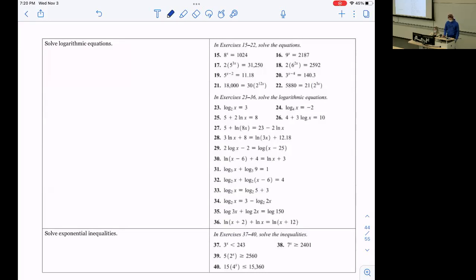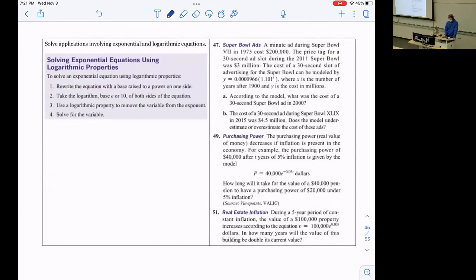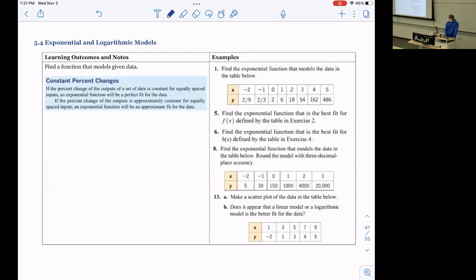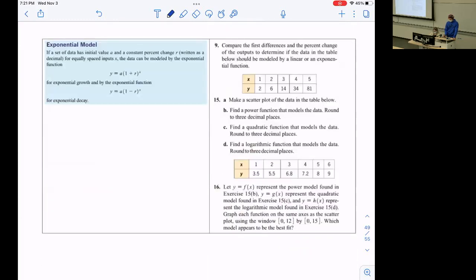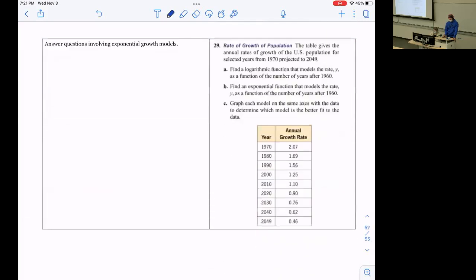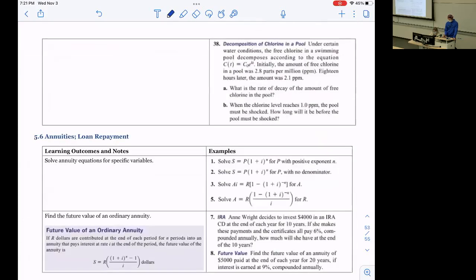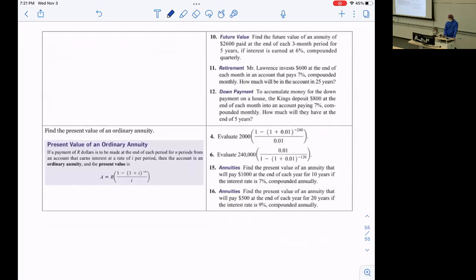So we have solving logarithmic equations, solving exponentials, applications of those, using models to give logarithmic and exponential equations, determining if they're exponential or not, applications again, and then answering with exponential growth, and then loan repayment. And that, I believe, concludes us.